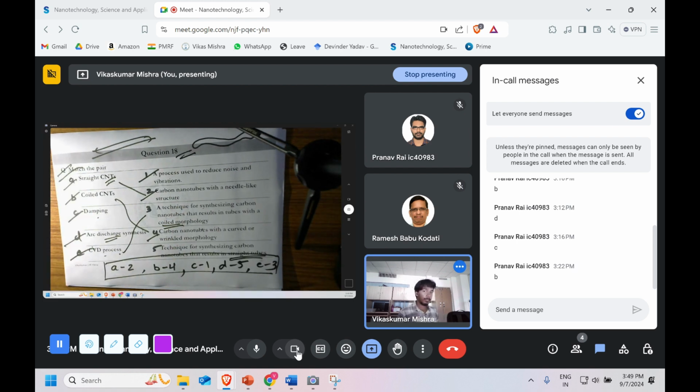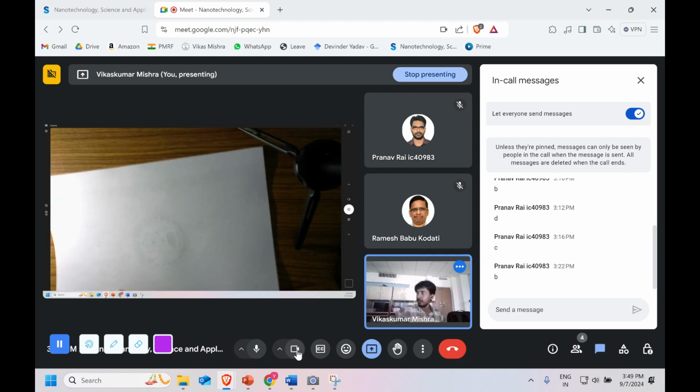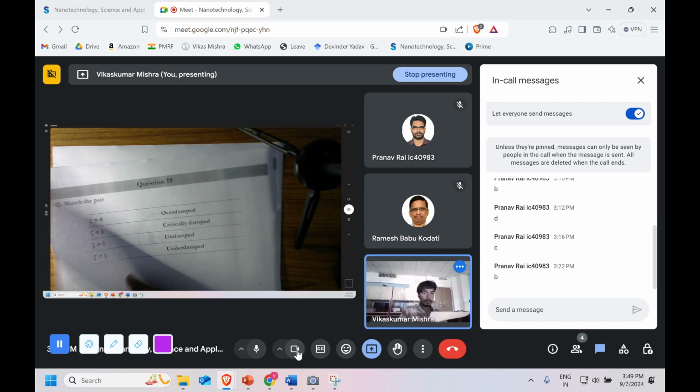Let me know if there is any doubt in this question number 18, in this match pair. Okay, since there is none, let's move to the next question, question number 19.